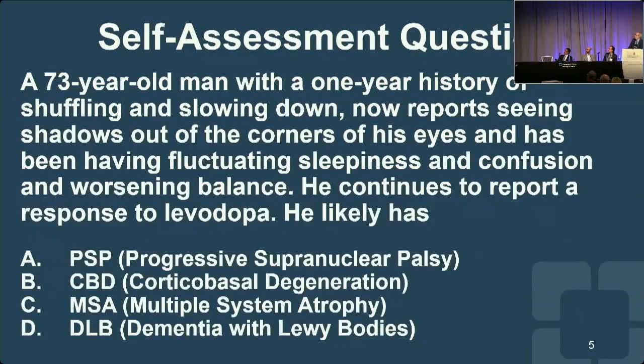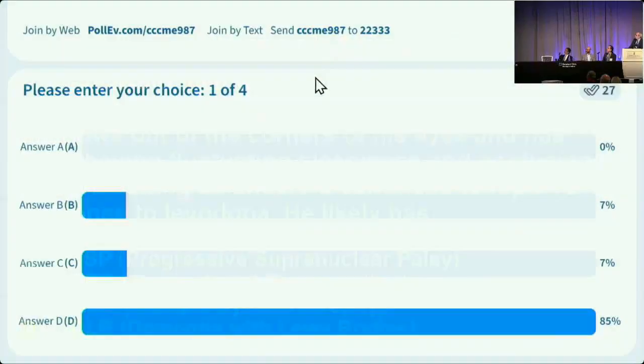And the final one, a 73-year-old man with a 1-year history of shuffling and slowing down, now reports seeing shadows out of the corners of his eyes and has been having fluctuating sleepiness and confusion and worsening balance. Sounds a lot like me. Continues to report a response to levodopa. He likely has PSP, CBD, MSA, DLB. Well, you guys are very excited. Again, there's a lot of consensus in the movement disorders group, and you are correct.